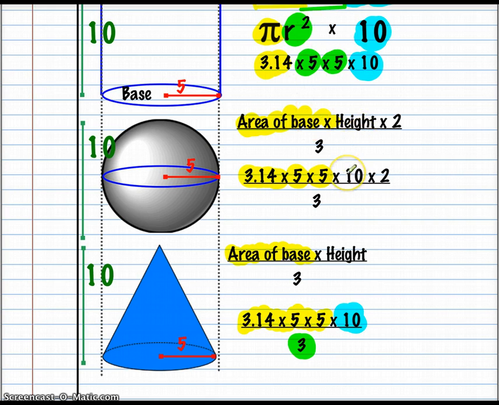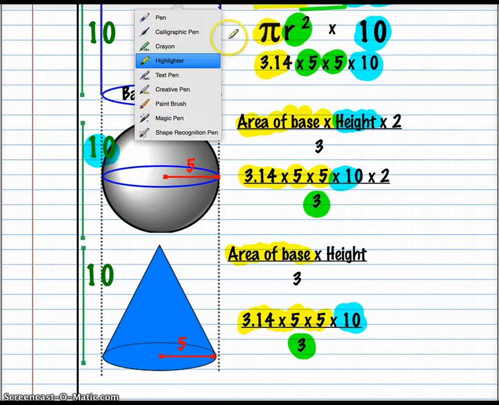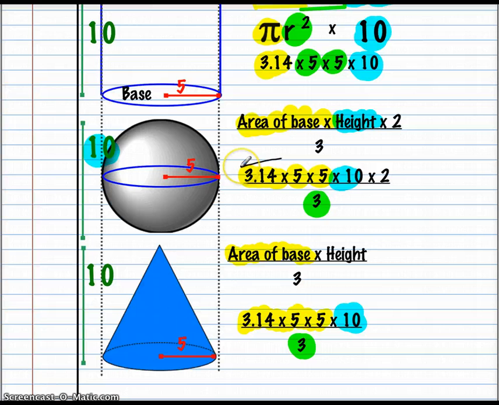I'll do the same color. Okay, there's the height. Okay, the height is 10, which is right there again. And then we divided by 3. We divided by 3 because that represents a cone. So this section of this equation is a cone. This first part is all a cone. Okay, this is my cone.